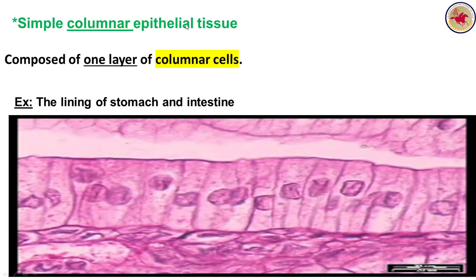Simple columnar epithelium, columnar in shape. This columnar shape helps in increasing the surface area for absorption. Absorption of what? Absorption of food, like in the stomach and the small intestine. So here you see the shape of the cells, squamous. Simple squamous of the blood capillaries that enter the small intestine.